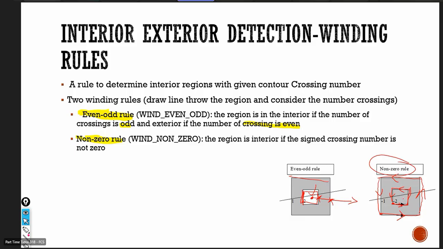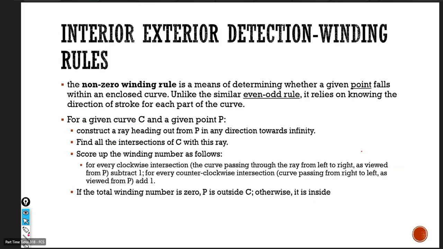Now, I want to check this area. You can make a point here and go in any direction. Make a line like this, okay? And for the non-zero rule, the region is interior if the signed crossing number is not 0. So here we'll use the rule for the non-zero winding rule.